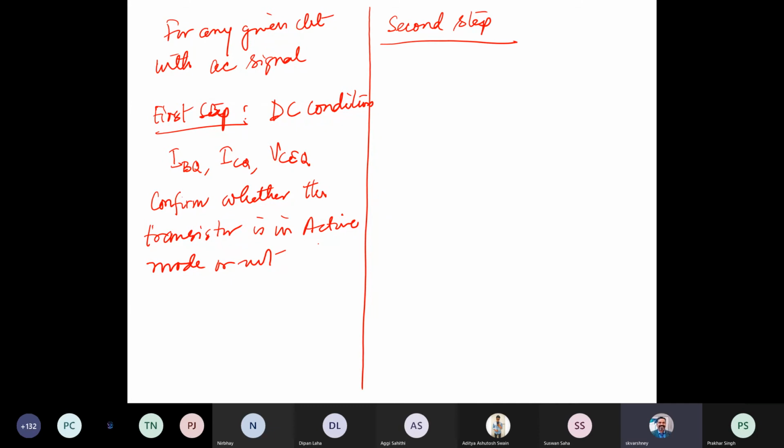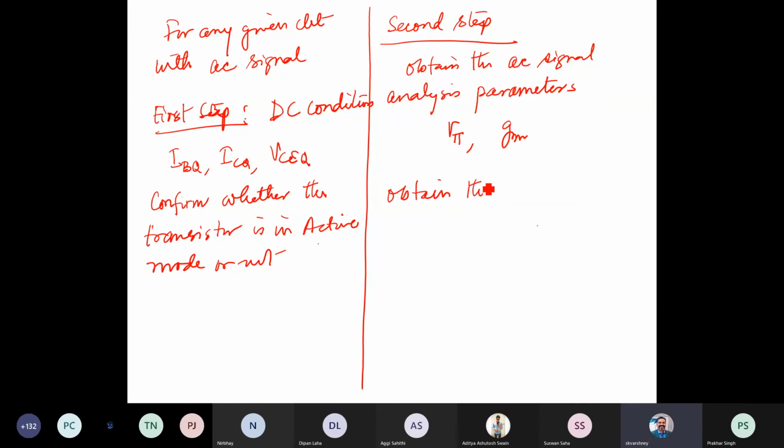The second step is, once we confirm that, we obtain the AC signal analysis parameters. These are the two parameters: find the diffusion resistance R pi, find gm, and once we have obtained those, we are going to obtain the gain. That's your third step. So obtain the gain.